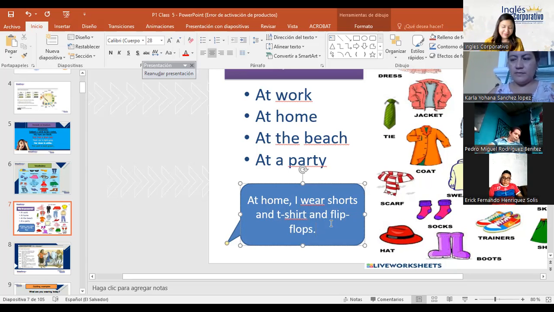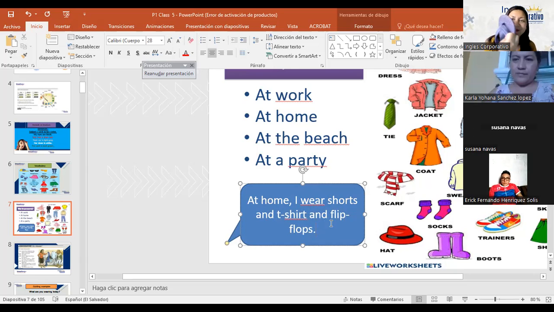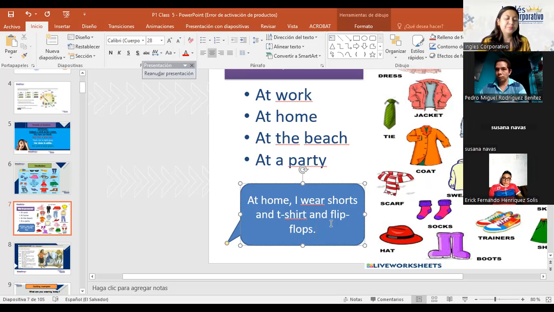Sandals. Pueden haber una variedad de sandalias. High heel sandals. But the flip-flops are like these, right? Flip-flops. My flip-flops, right? Those are the flip-flops.